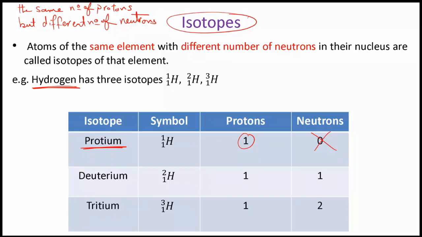There is another isotope which has also 1 proton, but it has 1 neutron. So it's 1, 2. We call it deuterium. And there is a third one. It has also 1 proton, because all of them are the same in protons, but it has 2 neutrons. So it has 3 nucleons. It's called H-1-3, or tritium. So we have protium, deuterium, and tritium. These are the 3 isotopes of hydrogen.